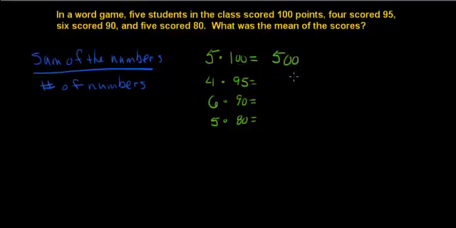So these 5 students scored 100. They scored a total of 500 points. The 4 students at 95, we take the 4 times 90, that gives us 360, plus 20 more. So there's 380 points. The 6 times 90, well, there's a total of 540 points for them. And then the 5 times 80, there's a total of 400 points. So what we're going to do is total those all up.